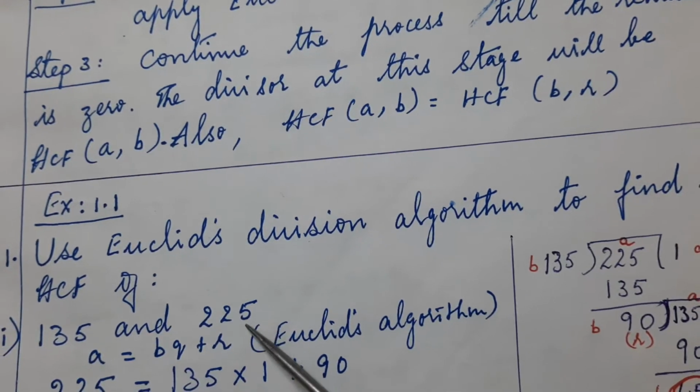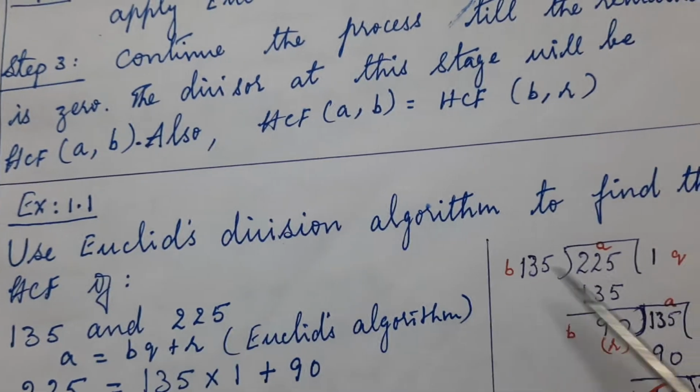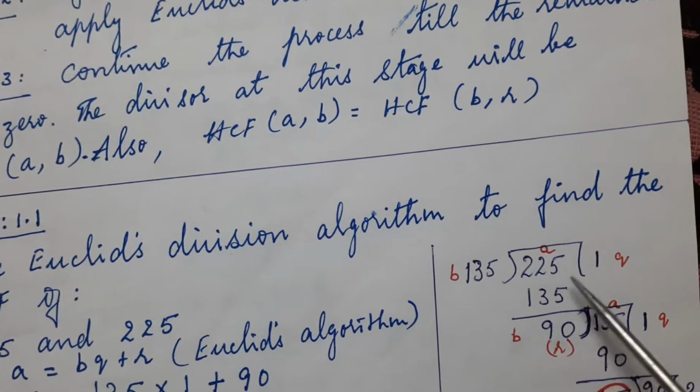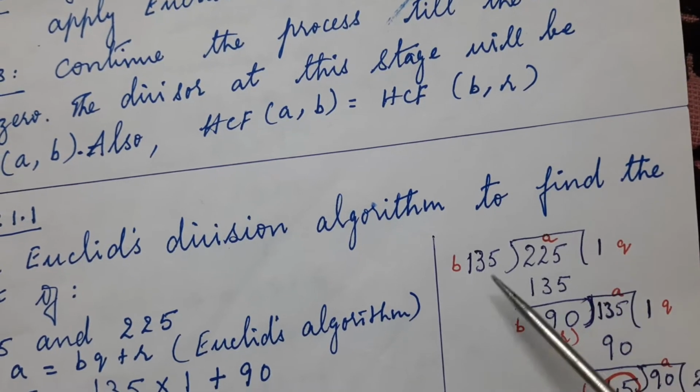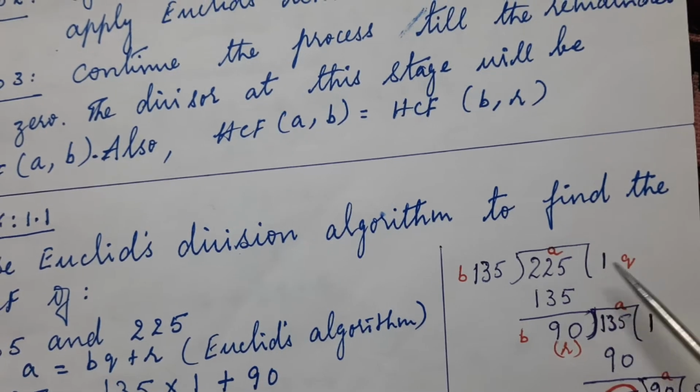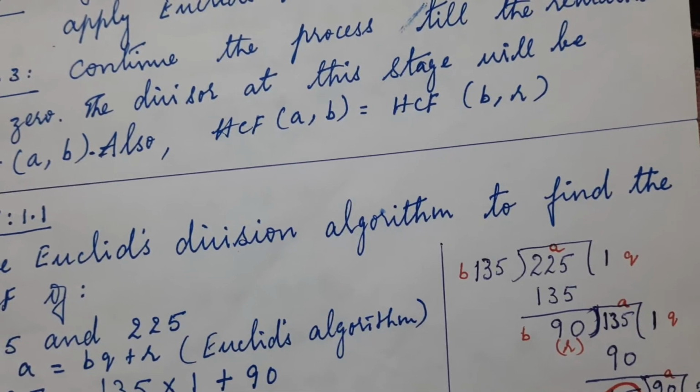Now first I am dividing 225 by 135. See, at the side I have divided. Now listen carefully when I am explaining here. 225 divided by 135. Now it goes 1 into 135 is 135.